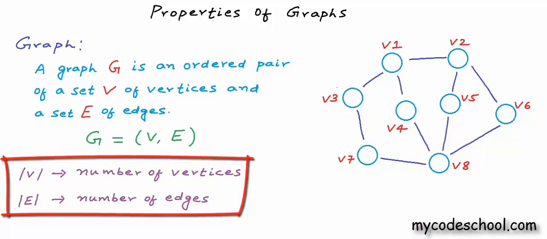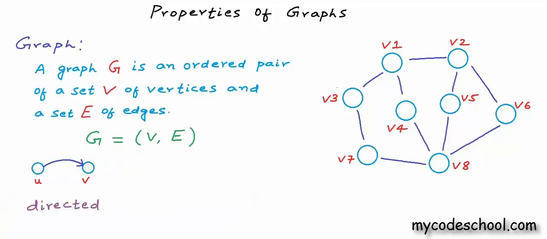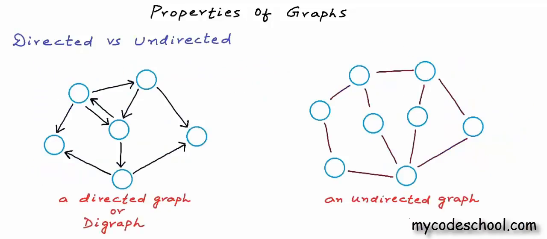Moving forward, this is how I'm going to denote number of vertices and number of edges in all my explanations. Now, as we had discussed earlier, edges in a graph can either be directed, that is one-way connections, or undirected, that is two-way connections. A graph with only directed edges is called a directed graph or digraph, and a graph with only undirected edges is called an undirected graph.